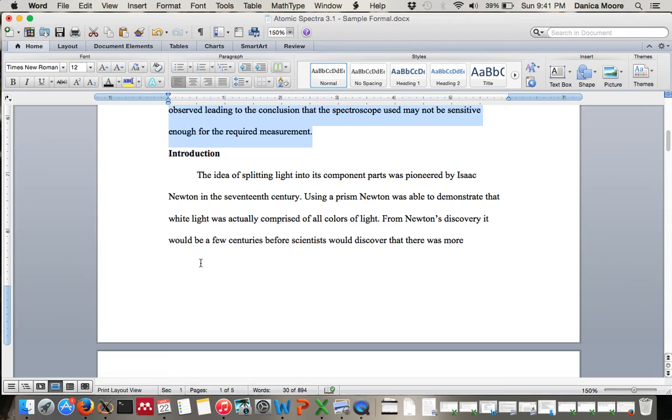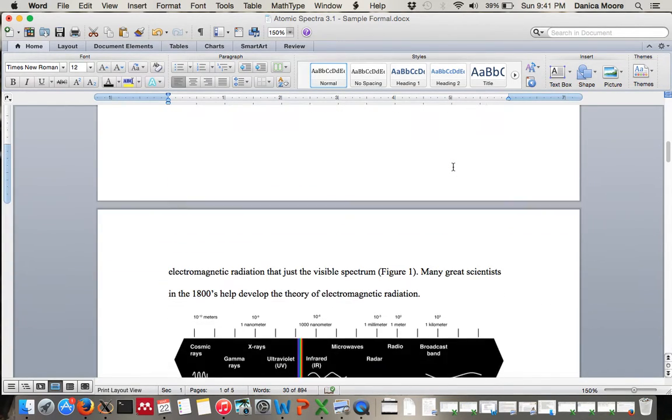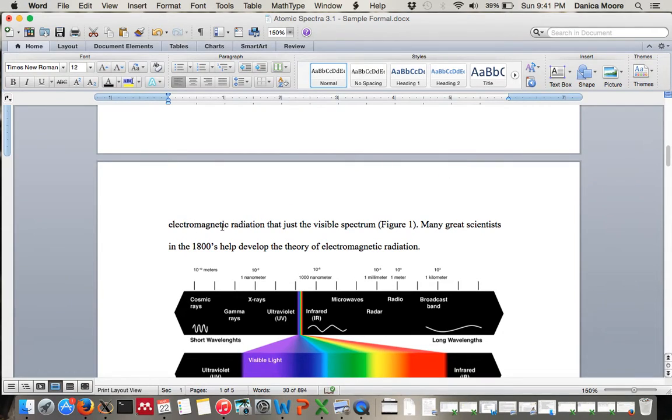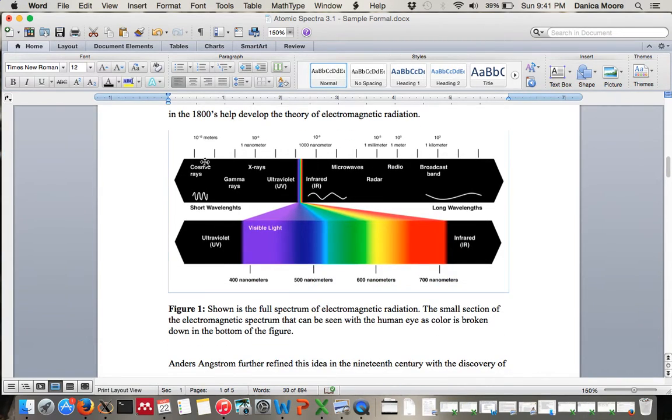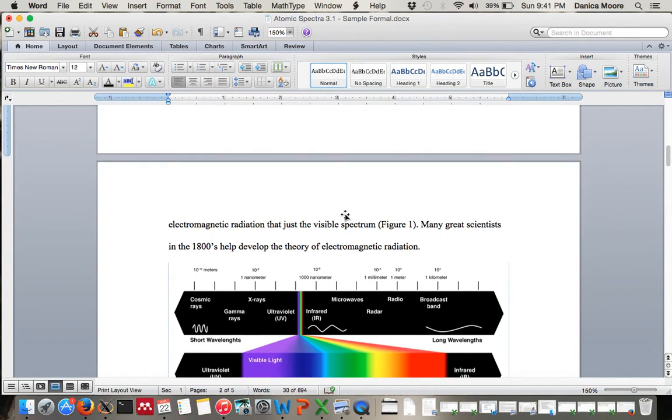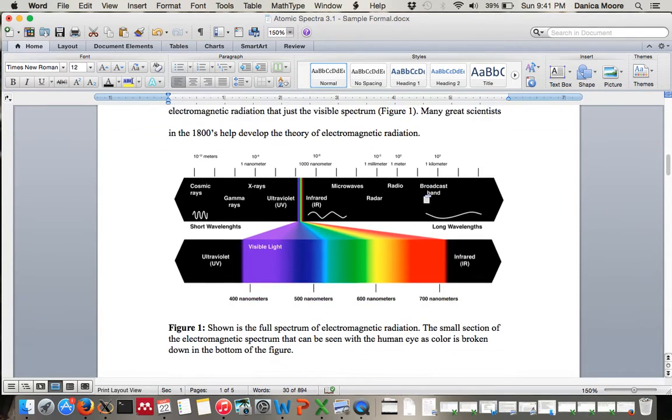From Newton's discovery, it would be a few centuries before scientists would discover that there was more electromagnetic radiation than just the visible spectrum. Figure 1. Now, what does that mean? I'm citing this figure. The figure title, the figure name right here is Figure 1. That's always going to be capitalized when I cite that. Many great scientists in the 1800s developed the theory of electromagnetic radiation.